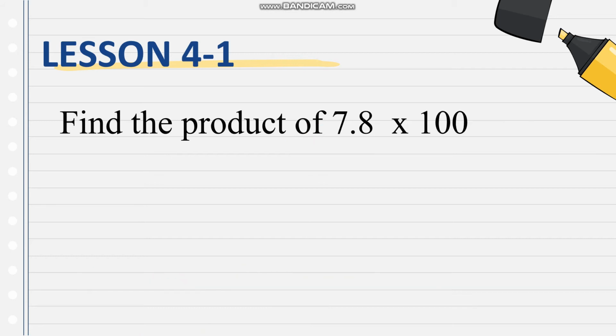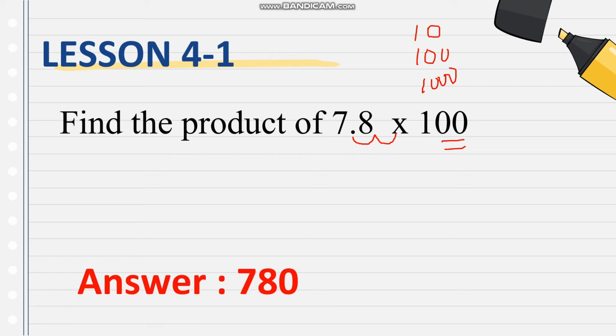Next, 7.8 multiplied by 100. Let us multiply by 10, 100, 1,000. The number of zeros is equivalent to the number of movements. So you have two zeros. So two movements going to the right. So I need to add 1 0 and the decimal is at the end. So the answer is 780.